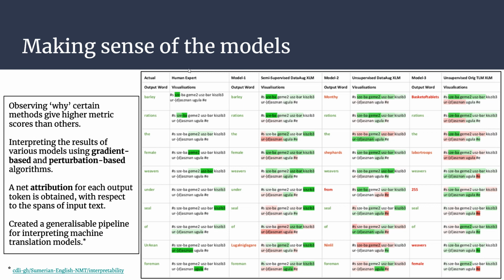So here, firstly, we have the human expert visualizations that we asked one of our human experts in Sumerian to make these highlights for us, that is, what word we expect the model, or what the model should actually be looking at to give this output. So this is the actual output, and these are the human visualizations. For example, for rations, it should be looking at this particular span of Sumerian text, and we note this for our models also. So our interpretability code and program basically does these highlights for us.